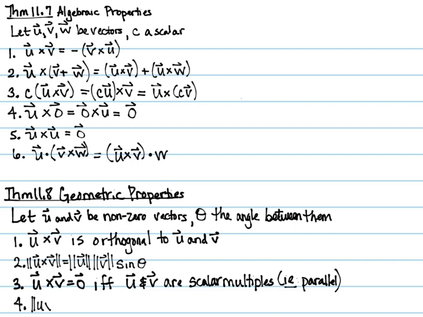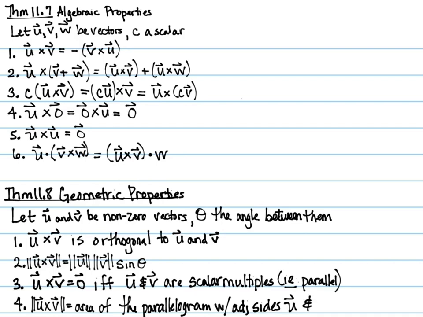And the last one is that the magnitude of u cross v equals the area of the parallelogram with adjacent sides u and v. So if you take u and v and make them adjacent, shifting them into the plane wherever they need to be, they will create a parallelogram with those components, and the area of the parallelogram is equivalent to the cross product's magnitude. And we'll pick up there next time.